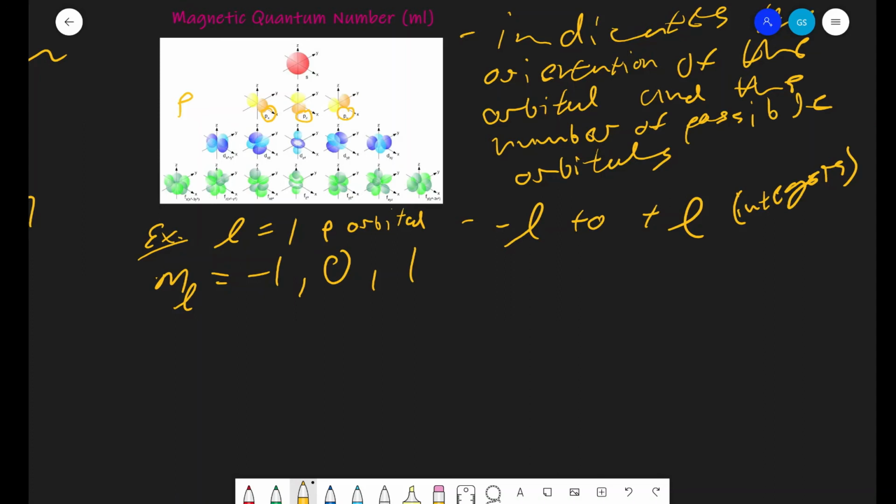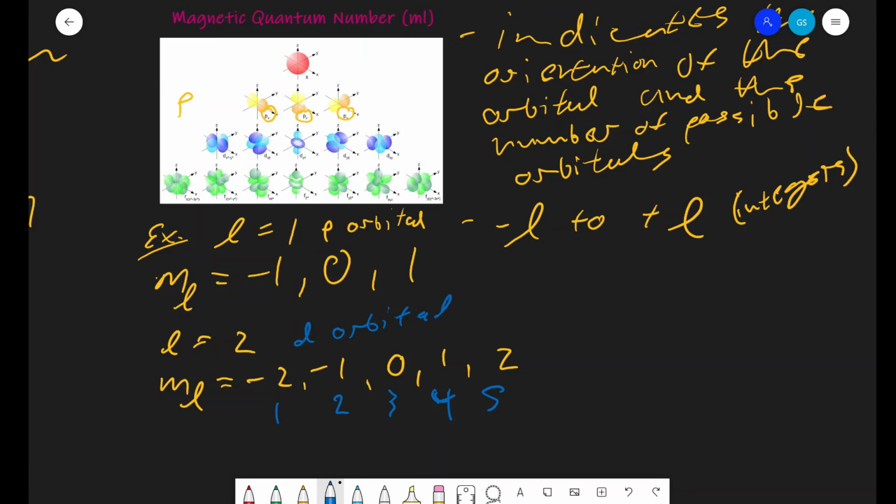If L equals 2, what would that be? That would be negative 2, negative 1, 0, 1, 2. How many orbitals are we dealing with? That's 1, 2, 3, 4, 5. And if L is 2, this is the d orbital. We see the 1, 2, 3, 4, 5, and these are all the different orientations it can possibly have.